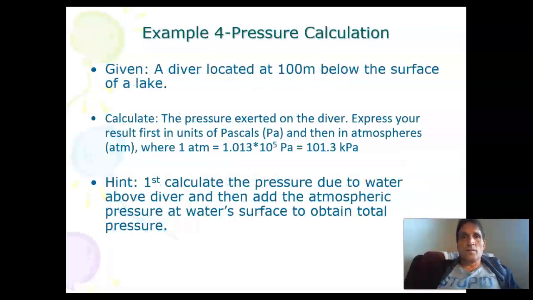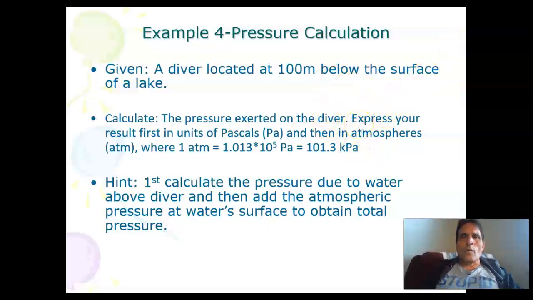Okay, so let's end by doing one example. Again, I encourage you to stop your video right here and try to work out the example before moving on and looking at the solutions. So we have a diver 100 meters below the surface of a lake. What we want to determine is the pressure exerted on the lungs of the diver due to the water above the diver, which is your fluid pressure, and the atmospheric pressure.